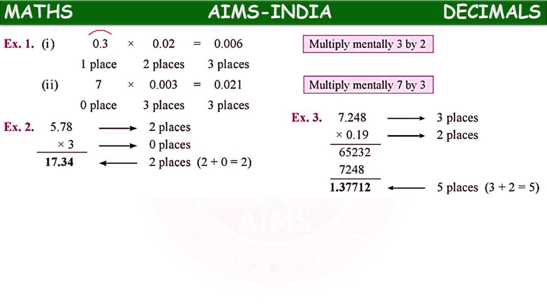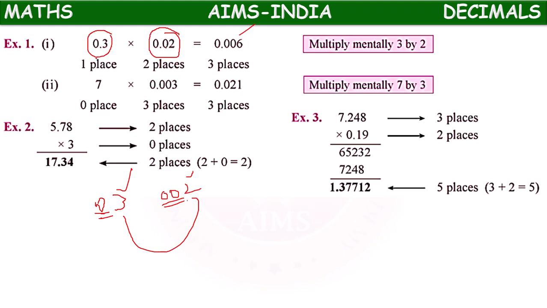So here, 0.3 and 0.02. Actually, 0.3, if we remove the point, becomes 03. The left side 0 has no value, only it is 3. And 0.02, if we remove the point, becomes 002. Left side zeros don't have any value, so it becomes only 2. So 3 into 2, how much? 6. So we are multiplying only 3 into 2, 6.